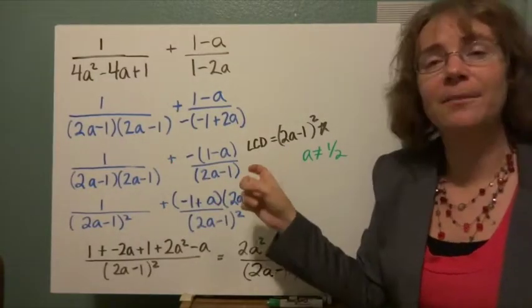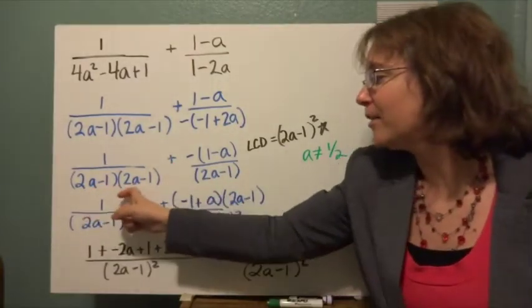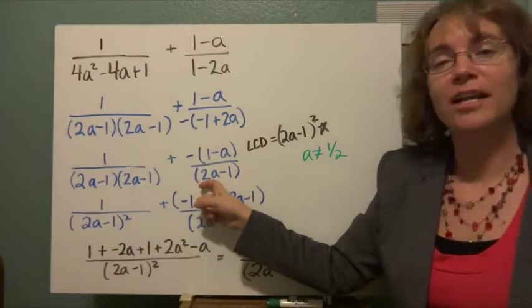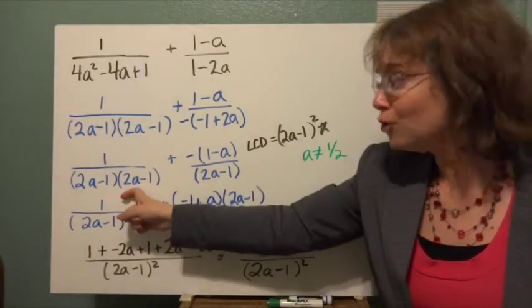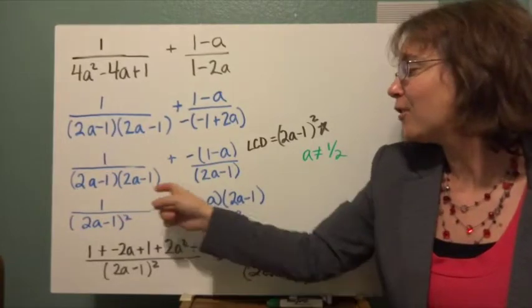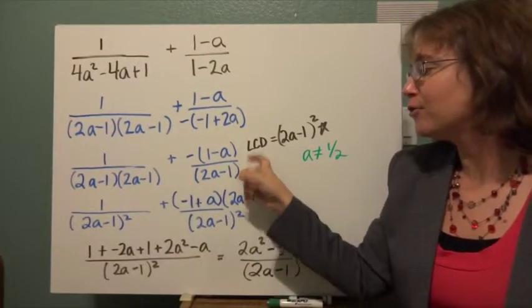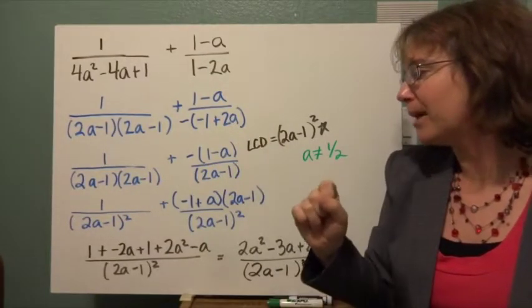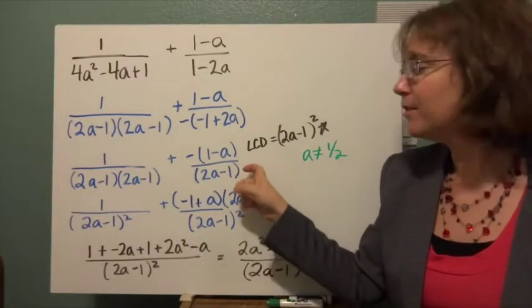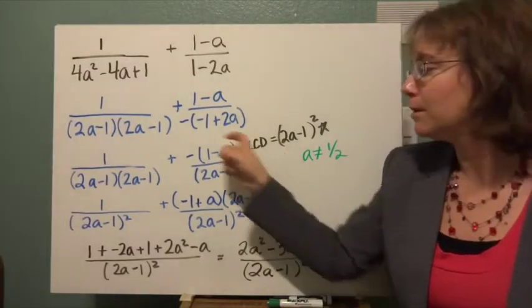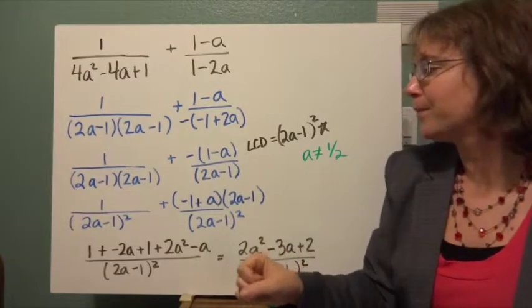My least common denominator, I can tell now by looking, I've got the 2a minus 1 in common, but I need two 2a minus 1s. And so I need to multiply this by another 2a minus 1 over 2a minus 1 in order to get my common denominator with this particular rational expression.